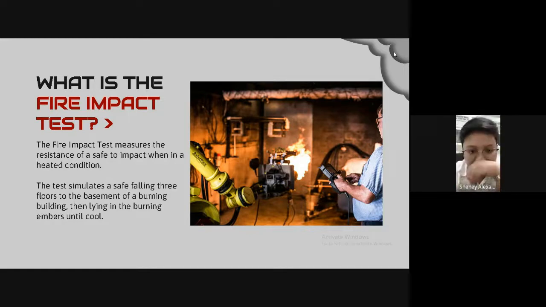Now we have the fire impact test. The fire impact test measures the resistance of a safe to impact when in a heated condition. The test simulates a safe falling 3 floors to the basement of a burning building, then lying in the burning embers until cool.